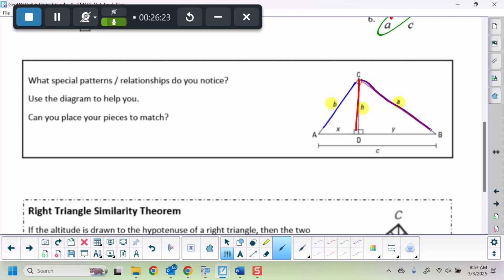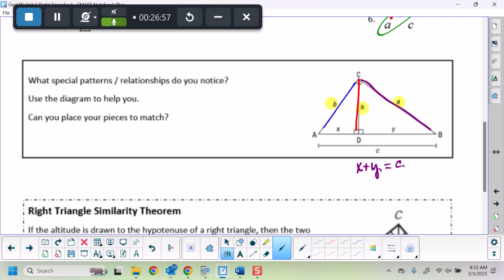And the interesting thing is, I talked about things matching up, and Molly said my C doesn't match up. When I look at putting my pieces together, my H's matched up, but my C didn't. And the interesting thing is, I know that X plus Y is going to be equal to C, because that altitude divides that hypotenuse into two pieces, X and Y.